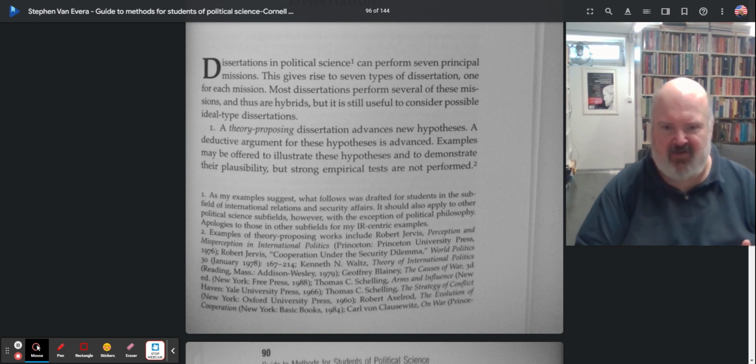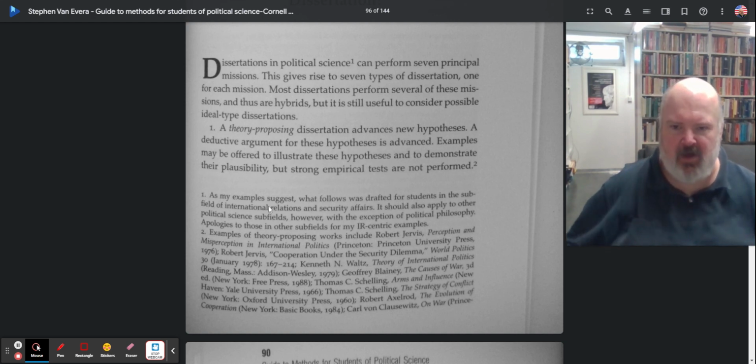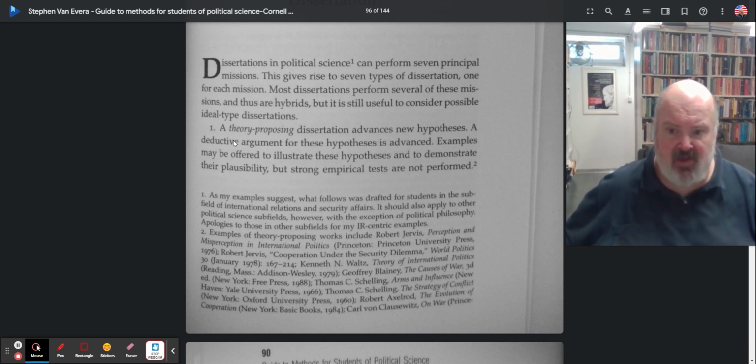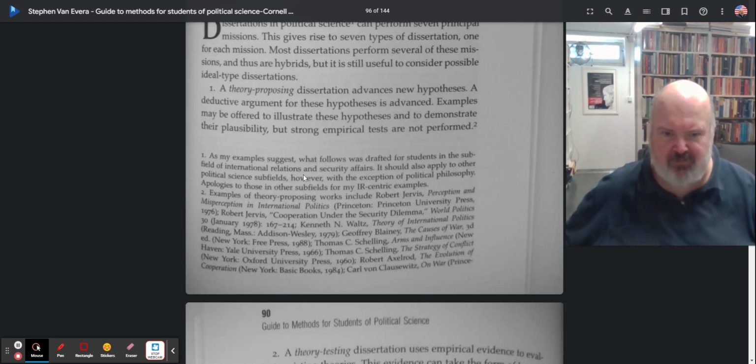let's go look at the seven types. One, theory proposing, dissertation. It advances a new hypothesis. A deductive argument for these hypotheses is advanced. Examples may be offered here to illustrate the hypotheses and to demonstrate their plausibility. But strong empirical tests are not performed.